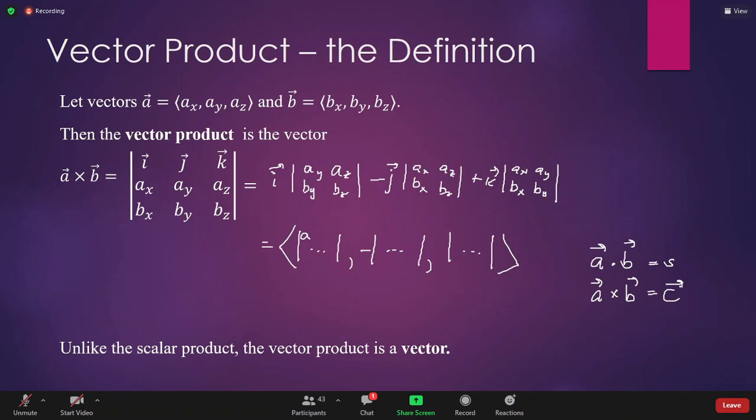And of course, let's remind you again that the notation is different, and the notation is very important if we want to distinguish these two products. And of course, the properties are very different, and the applications of the vector product are also very different from those of the scalar product. So here we have a new definition.